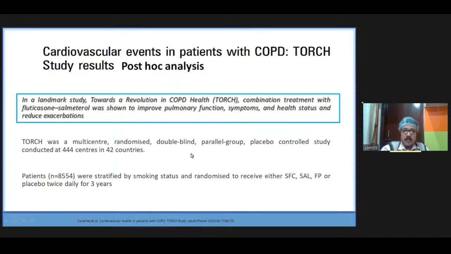So this is an important study, the landmark TORCH study, a revolution in COPD health. It shows that salmeterol fluticasone was shown to improve pulmonary function and symptoms and to reduce exacerbations. So basically, it's a very effective combination, and it's also safe in cardiovascular disease.